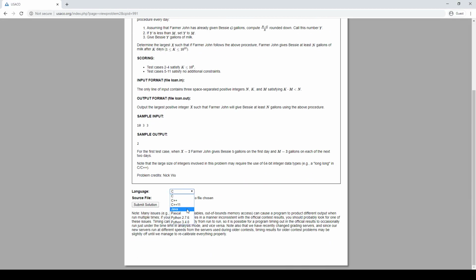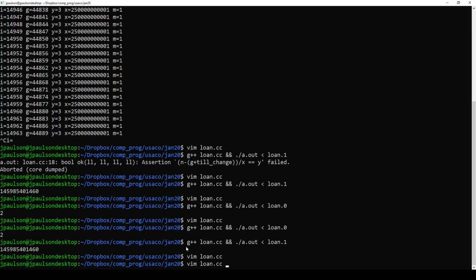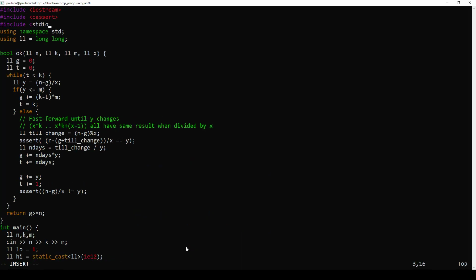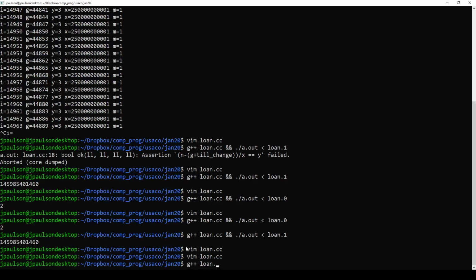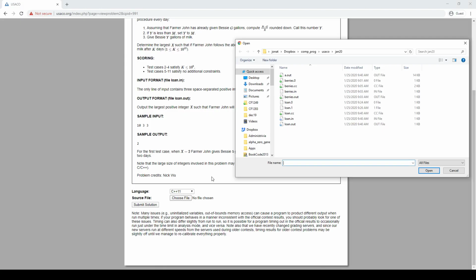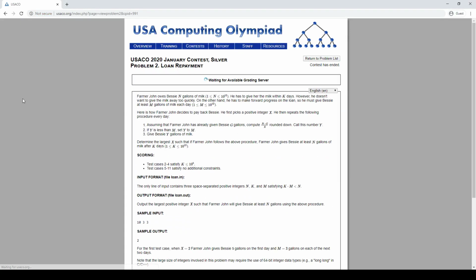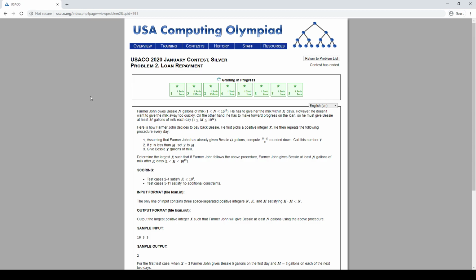So let's see if we get the right answer. I need to do the freopen stuff. freopen, sped in, read sped in, out, write sped out, and cool. Loan.cc. Okay. Let's see how we did. Looks good.